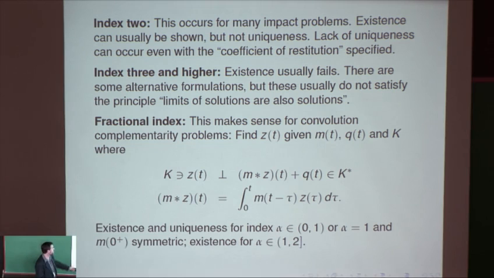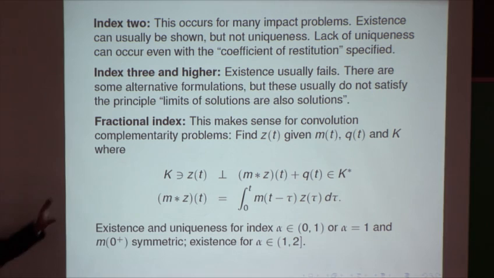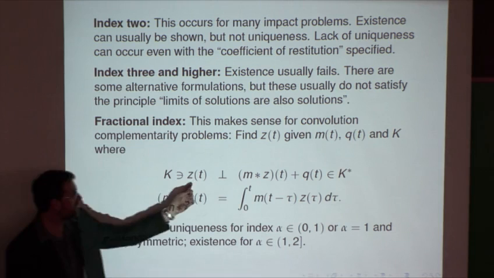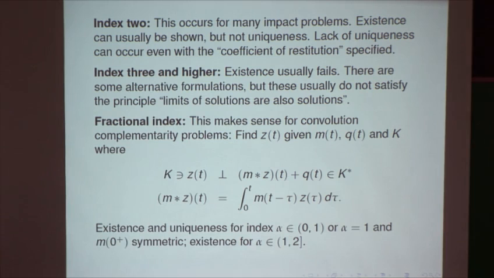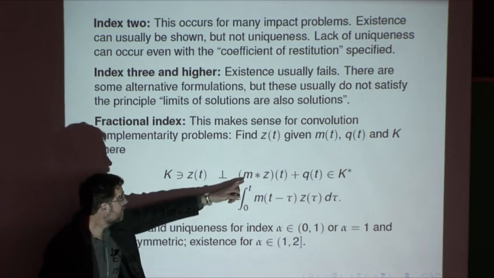Now, this is a convolution complementarity problem. So we have a complementarity relationship between Z and this. And what we're doing is representing the dynamics of the system through an impulse response function, through a convolution with the impulse response function. And that's our M here, M of t, and that's our convolution.